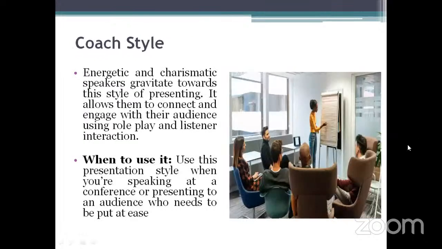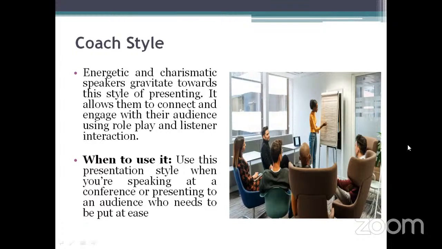The second style is what we call a coach style. Coach style is one of the toughest and most interesting styles of presentation. This requires a highly energetic and charismatic speaker who always pulls the audience towards their style of presenting. It allows them to connect and engage with the audience through role play and constant interaction.